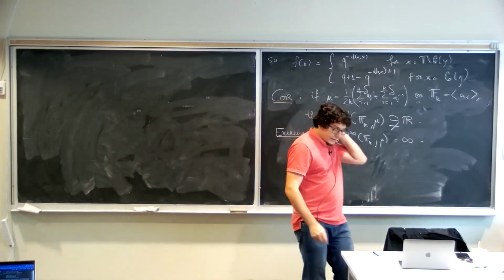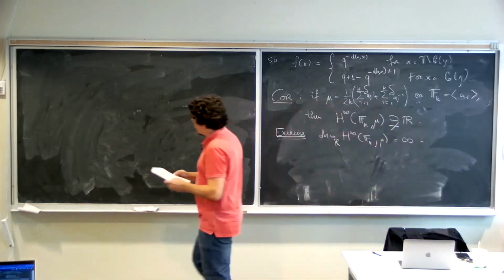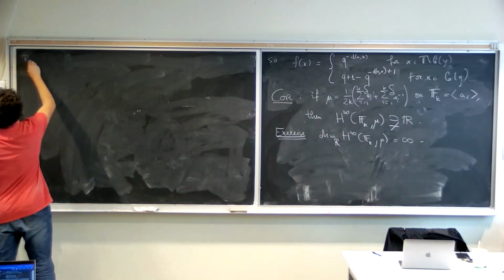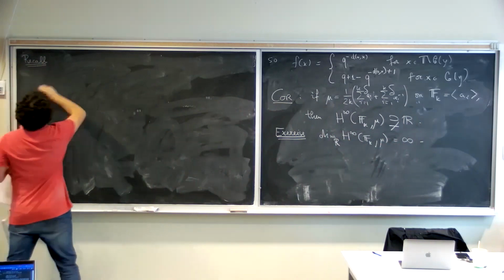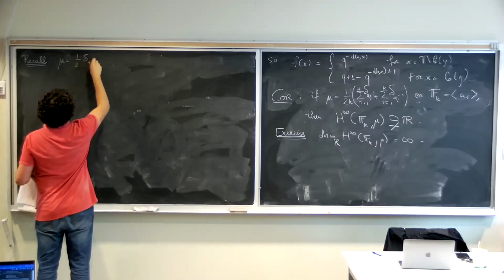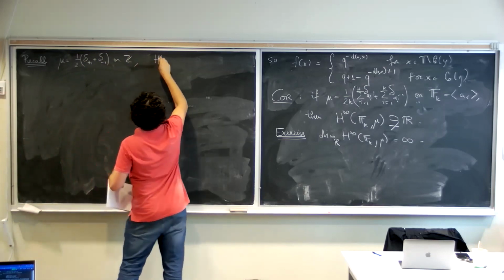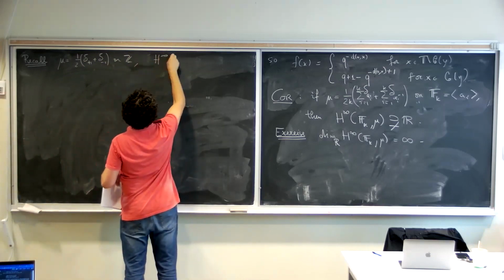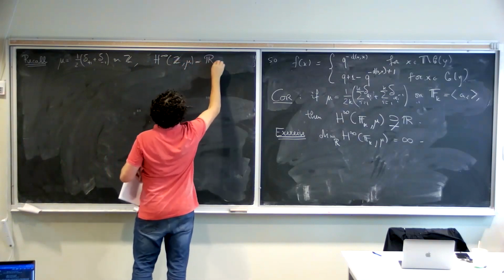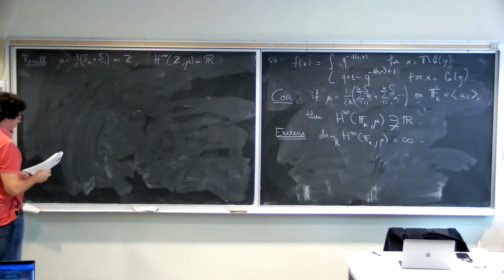We proved before, so recall the following: if mu is simple random walk on Z, then the space of bounded harmonic functions there is just trivial. Now, what about higher dimensions?